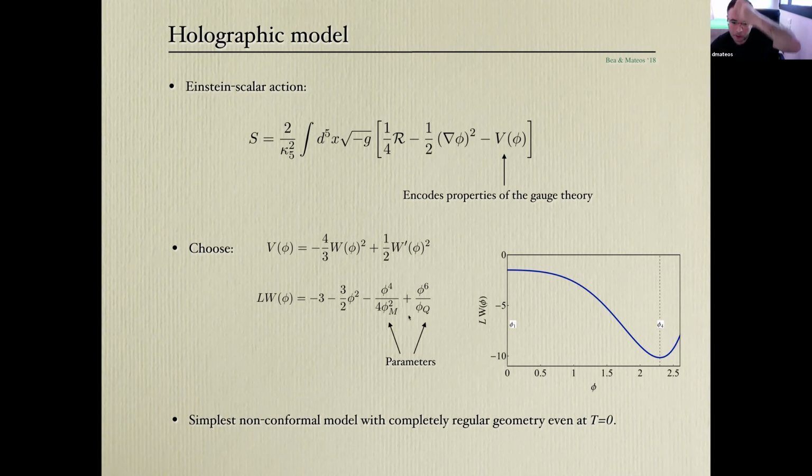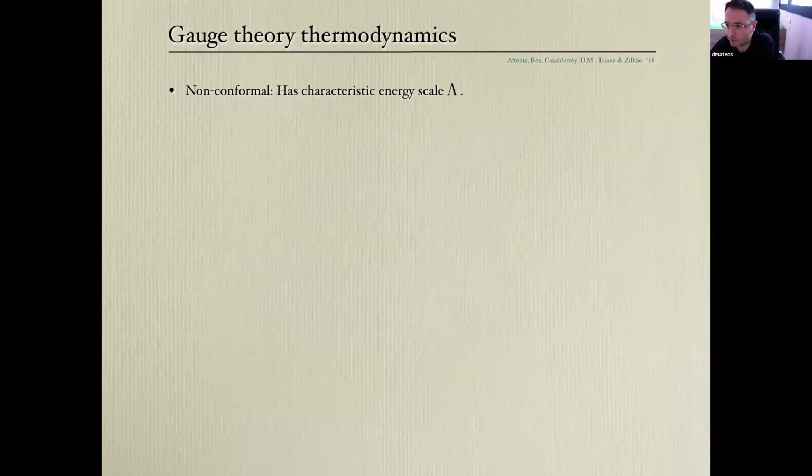Okay, so I'm going to be working with different values of these parameters. Let me make a couple of comments before I dive in. One is that, like I was emphasizing, the theory that I'm interested in describing is a non-conformal theory, because in particular, I wanted to have a first order phase transition. So the theory has a characteristic scale lambda. You can think of lambda in QCD, this would be lambda QCD, for example.